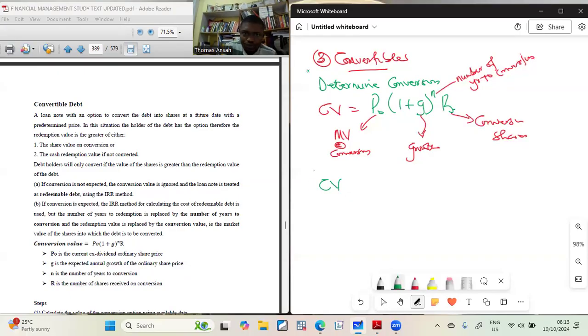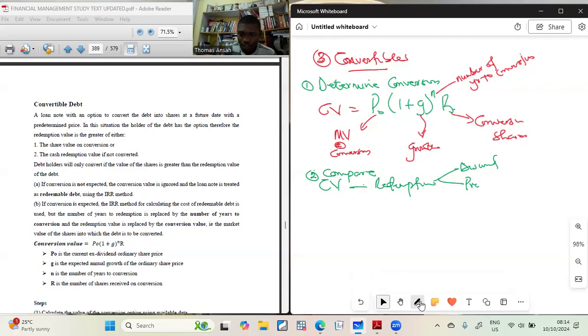So step 2 is to compare the CV conversion value to the redemption value. And don't forget, redemption value can be at a discount or at what? A premium. And like I said, this is redeemable because it is only redeemable that is redeemed for you to have a redemption value. So you compare conversion value to redemption value.